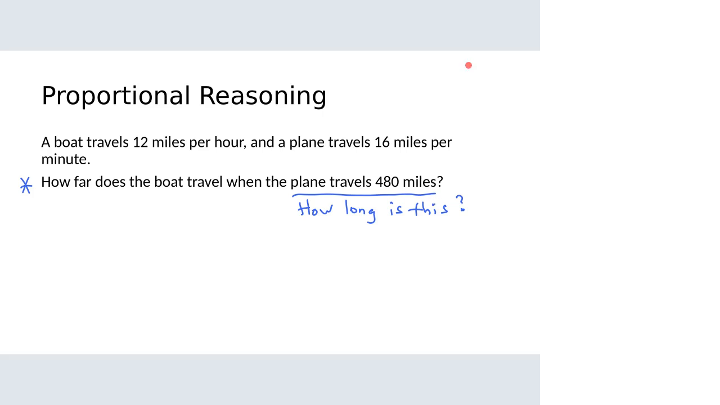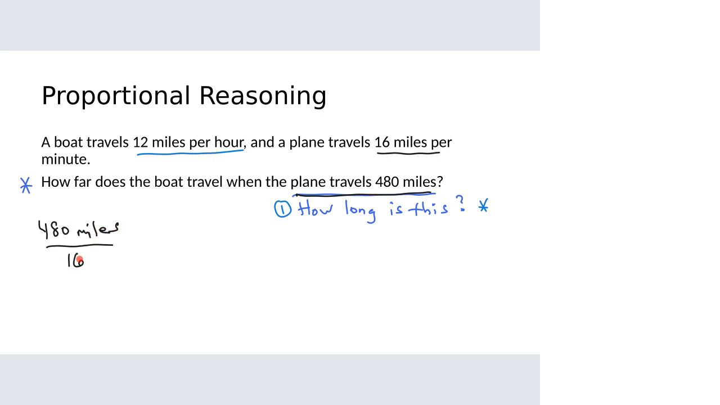Once I know that, then I can go back and use the fact that the boat goes 12 miles per hour. Now I know how long it was traveling, so I can figure out how far the boat went. But the first thing I've got to do is figure out how long that plane was flying. Okay, well, the plane travels 480 miles and it goes 16 miles per minute. So if I take the 480 miles, I know it goes 16 miles in 1 minute. So I'll just divide by 16.